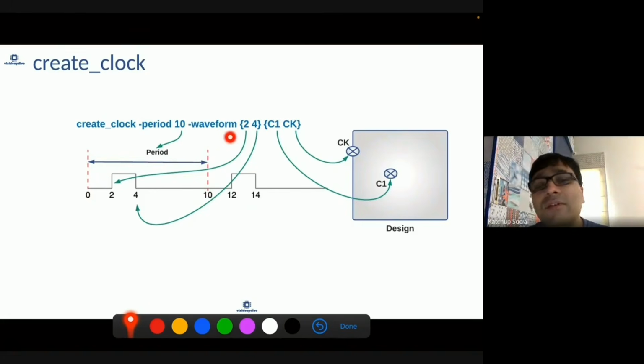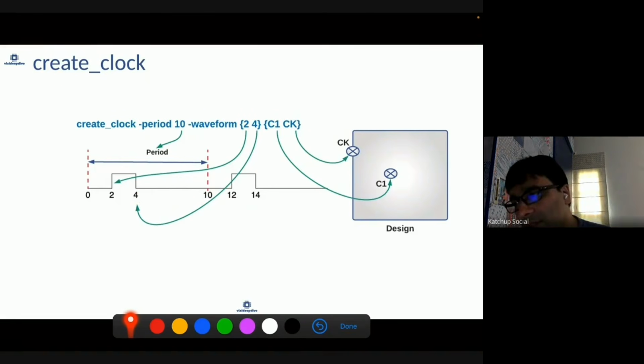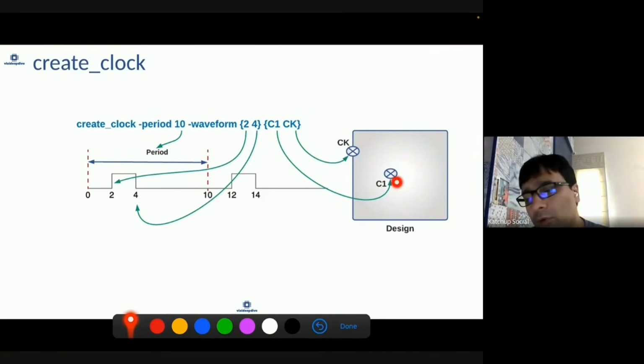You specify what is the waveform on the clock. Waveform means in the period of 10 units, when the clock is rising, so t equal to 2 it rises, and t equal to 4 it falls. So in a period, you define when the clocks are going to rise and when the clocks are going to fall. Then you attach the clock to certain design objects. For example, in this case, you are saying this clock should be created on this port, which is CK, or this net, C1, and you're creating the same clock on both of these nets.